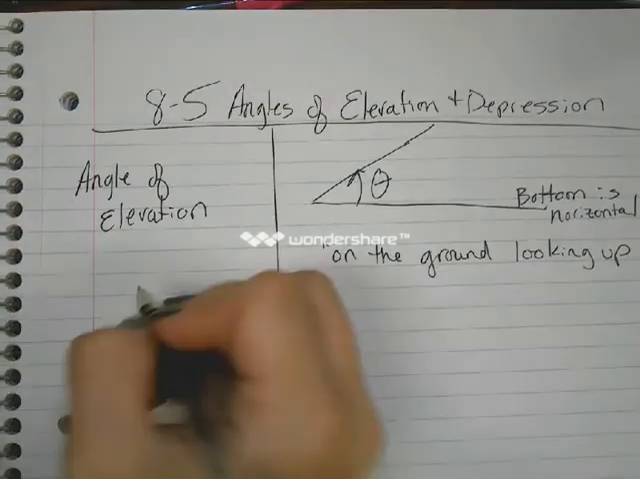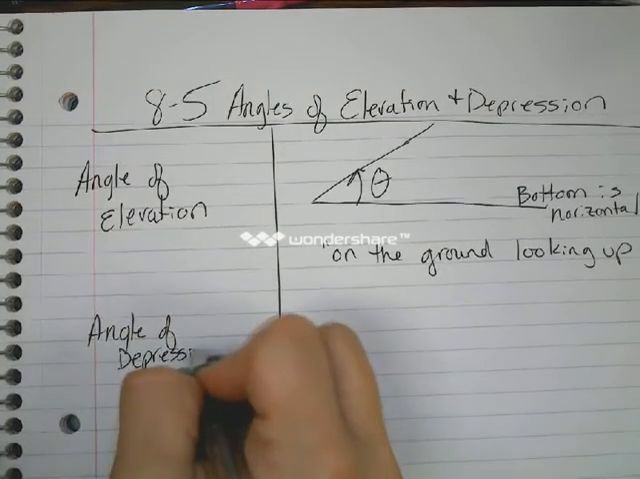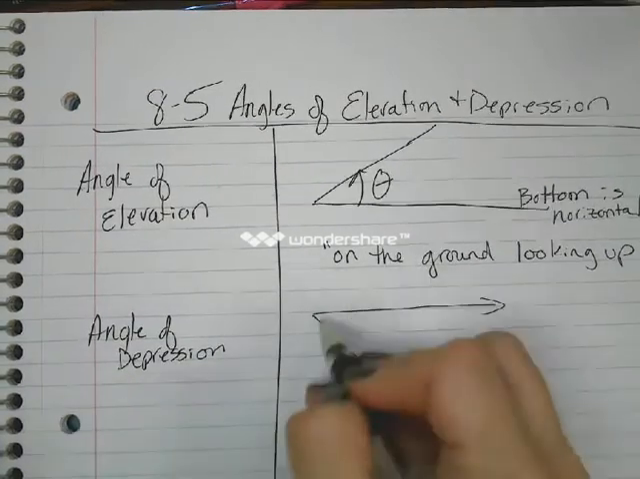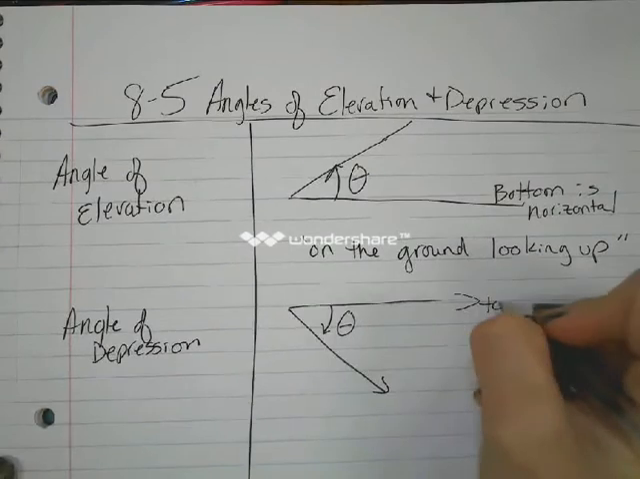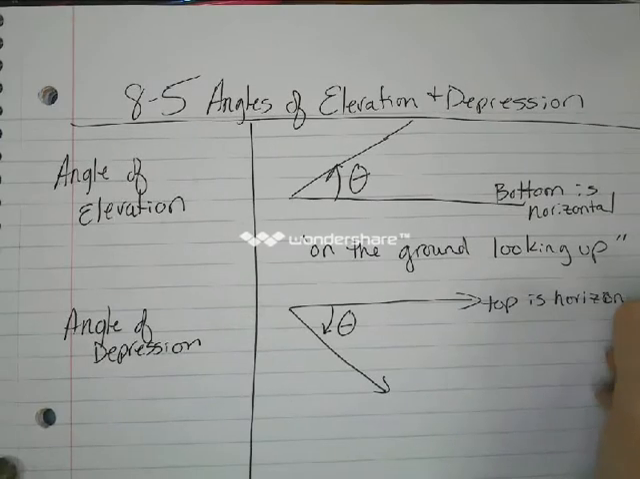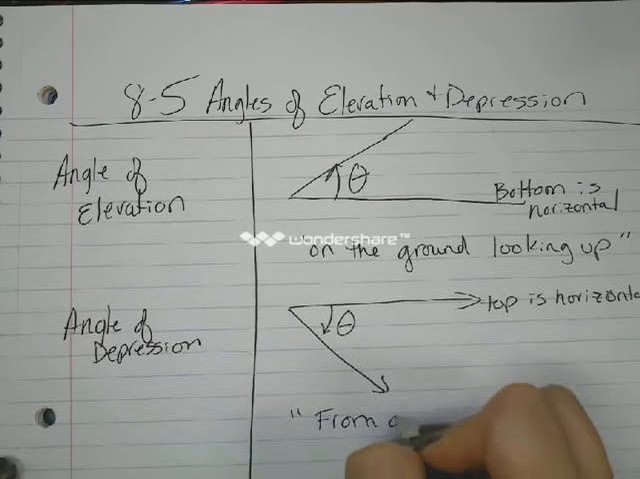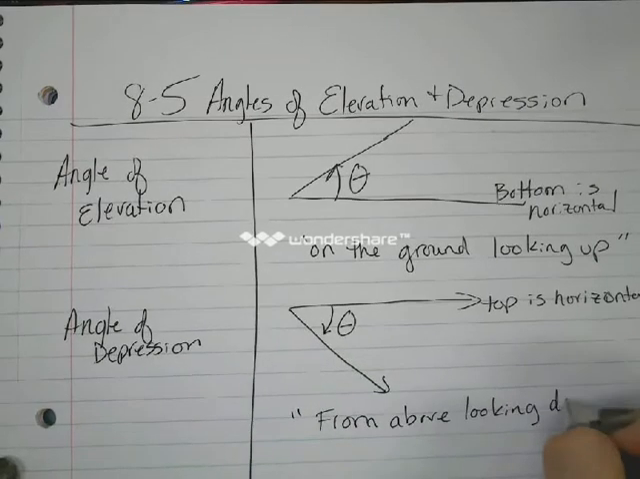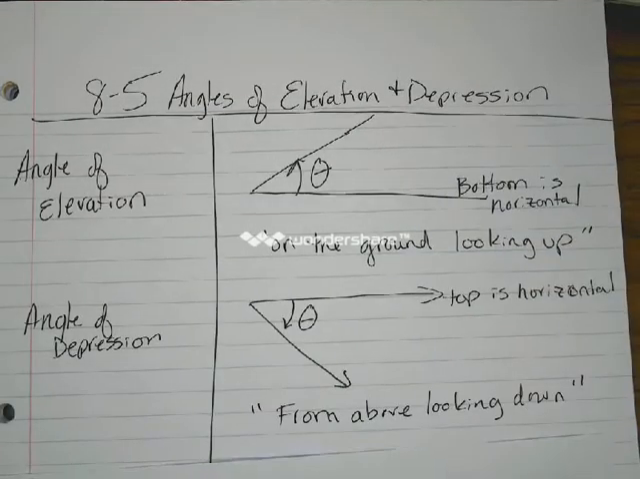Okay. An angle of depression looks like this. Okay, it's from a horizontal line and the angle is measured down from the horizontal. So the top part of the angle is horizontal. And it's like you're from above looking down.